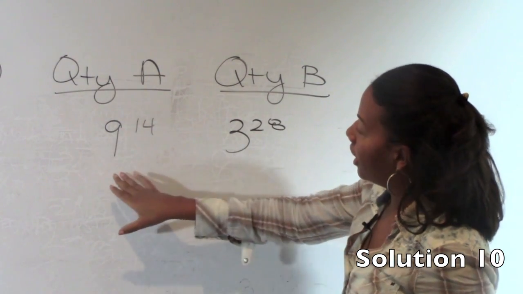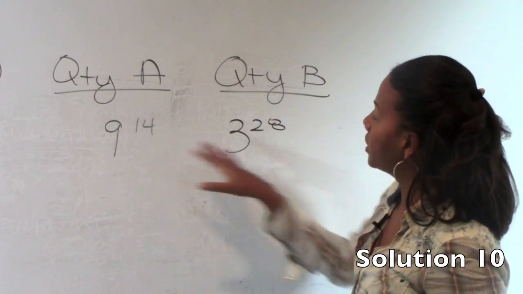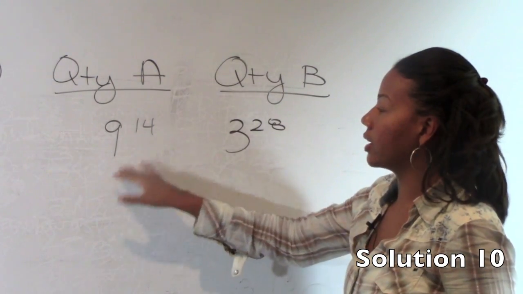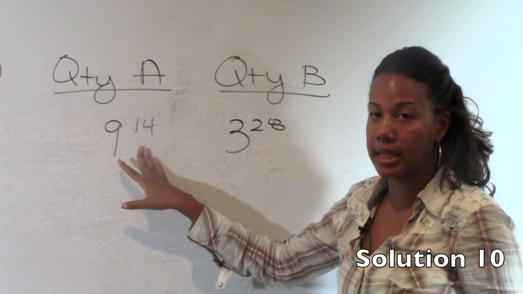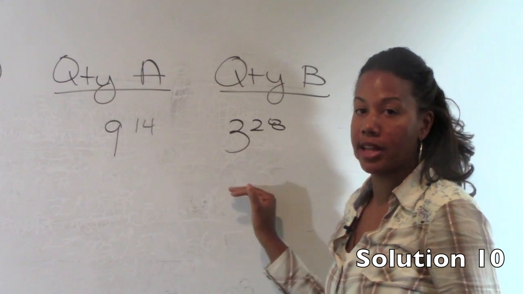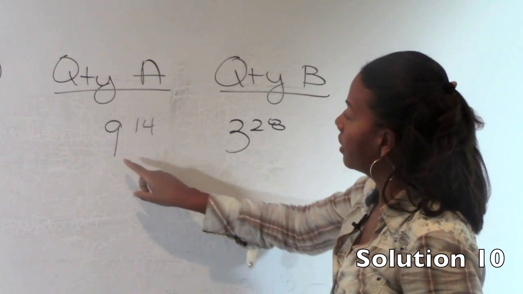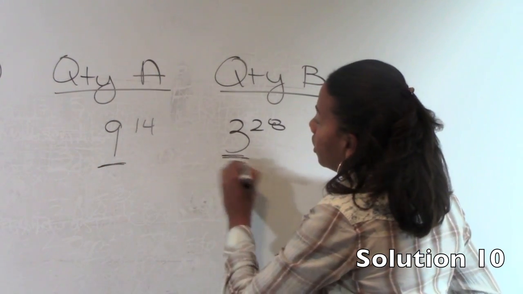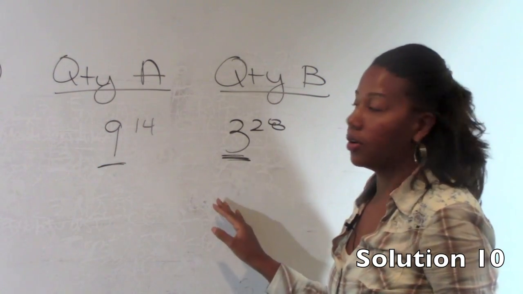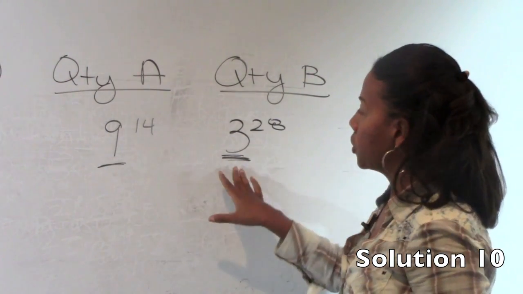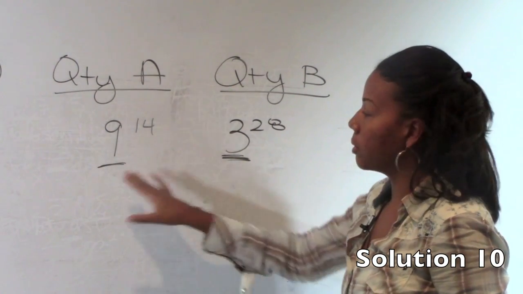So, we're comparing 9 to the 14th to 3 to the 28th. You are not going to want to put 9 in your calculator and multiply it by itself 14 times. So what you're going to do is try to make these look as similar as possible so that you can compare them. Okay? So, your bases are what you want to make identical. You almost always want to break down your bigger base to equal your smaller base. Okay? So you want to break down the bigger one.